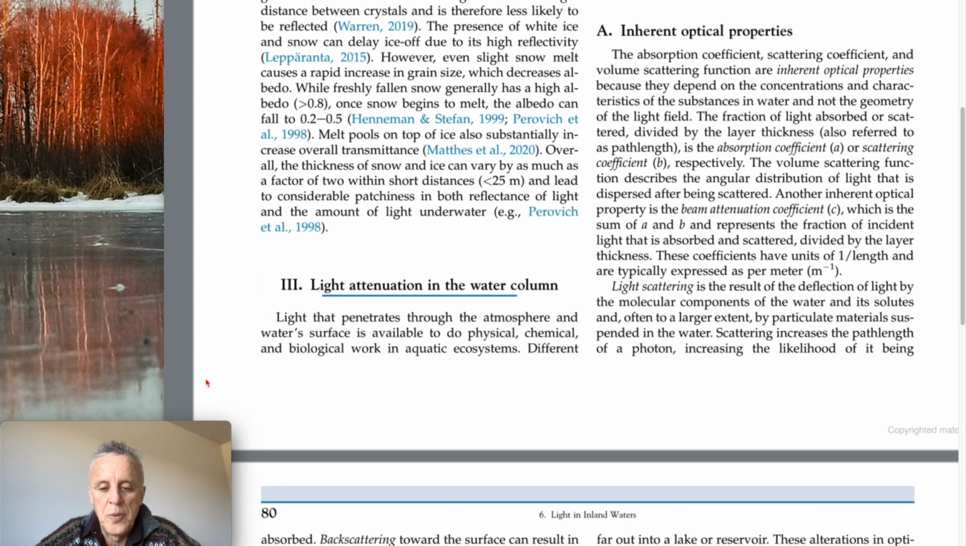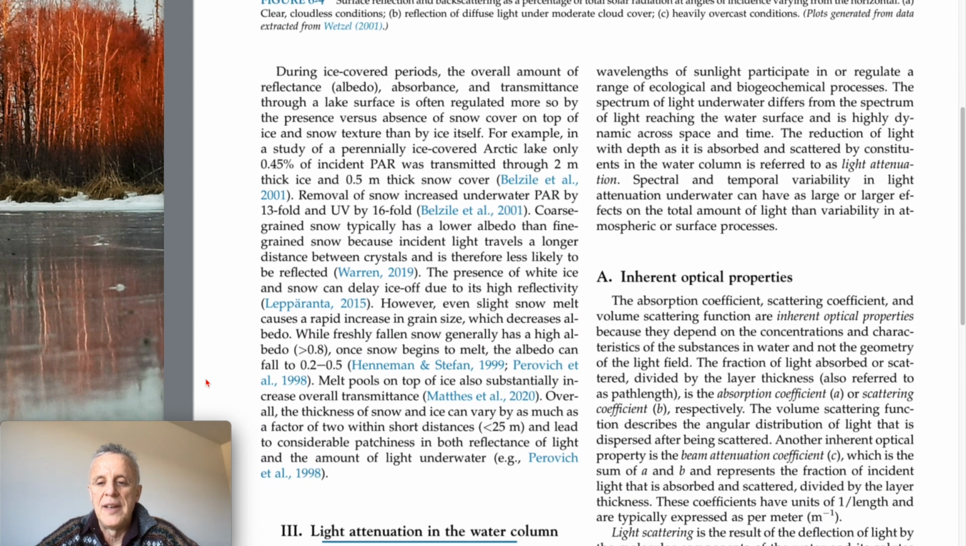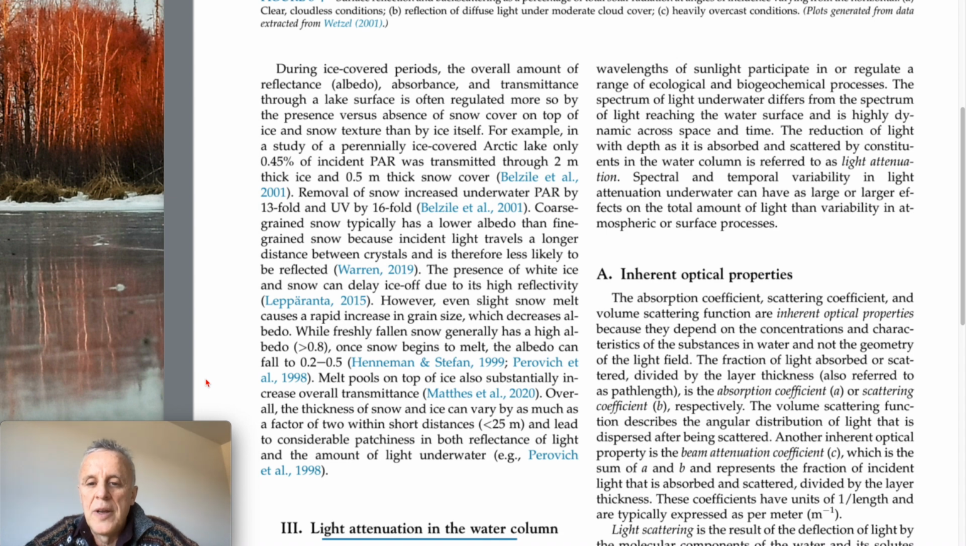Light that penetrates through the atmosphere and water surface is available to do physical, chemical, and biological work in aquatic ecosystems. Different wavelengths of sunlight participate in or regulate a range of ecological and geochemical processes. The spectrum of light underwater differs from the spectrum of light reaching the water surface and is highly dynamic across space and time. The reduction of light with depth as it is absorbed and scattered by constituents in the water column is referred to as light attenuation.